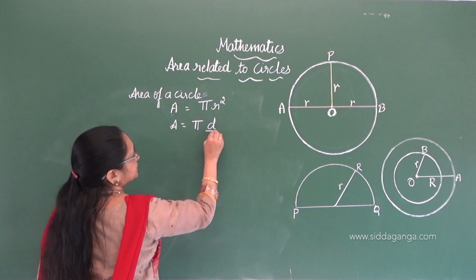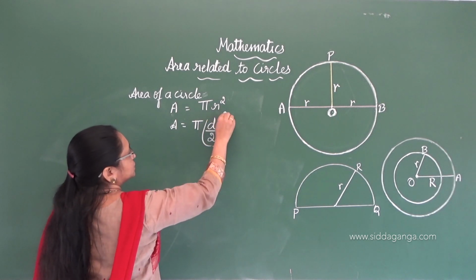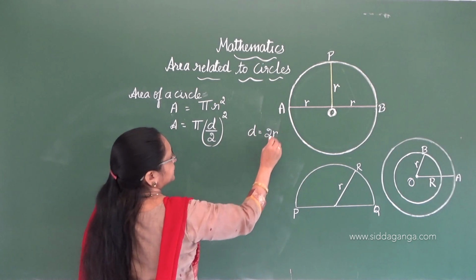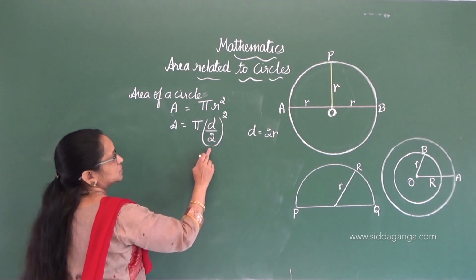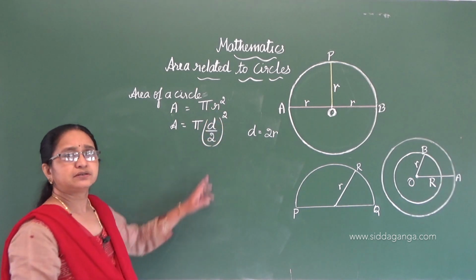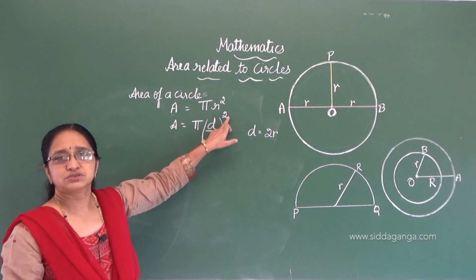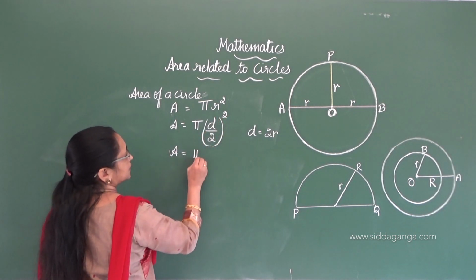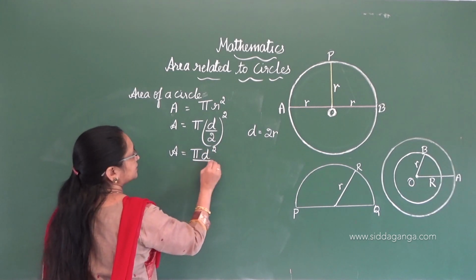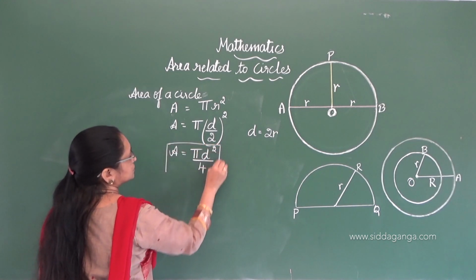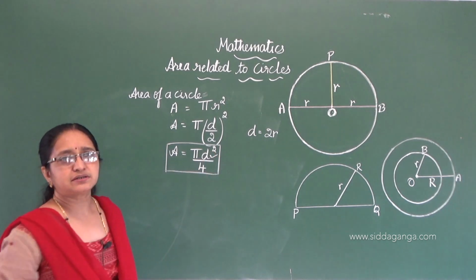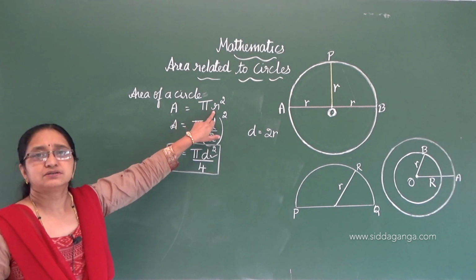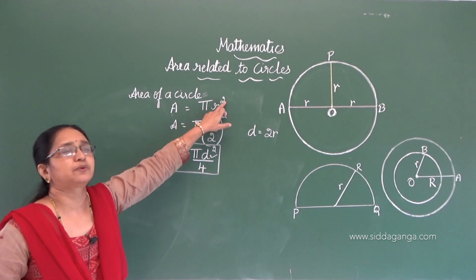See, this can be written as d by 2 whole square. You all know this. Just now I told you diameter is equal to 2r, and r is equal to d by 2. So we can represent r by d by 2, whole square, correct? So A is equal to pi d square by 4. In terms of diameter we can represent it like this, okay? In terms of radius, it is A is equal to pi r square, correct?